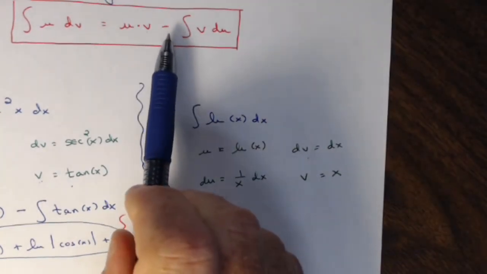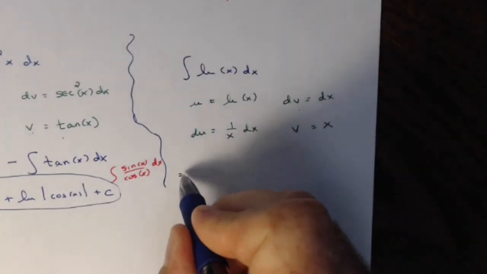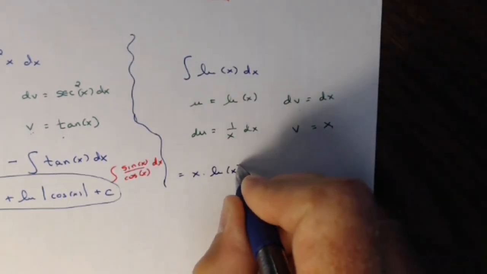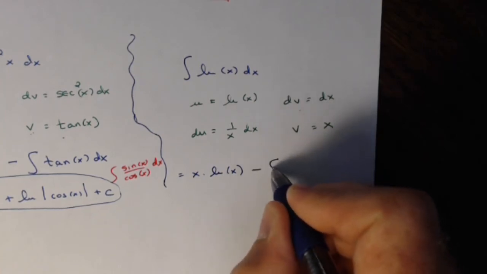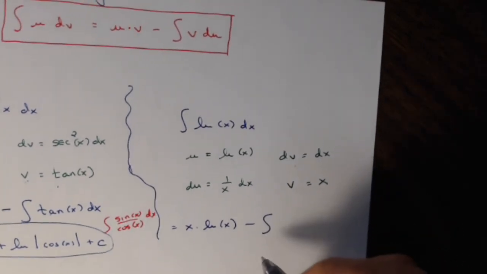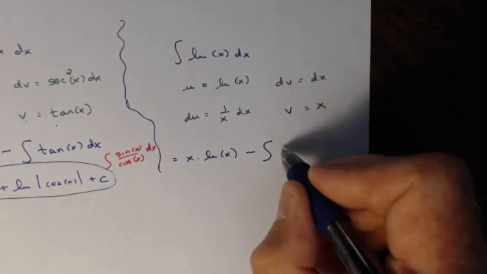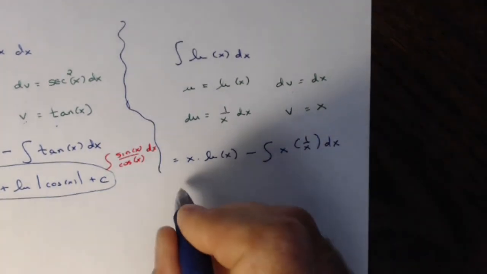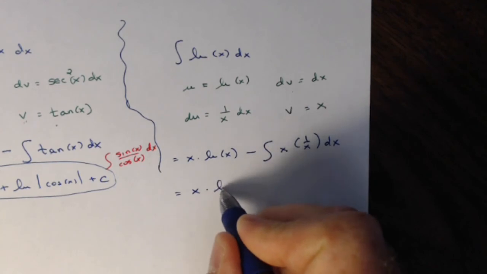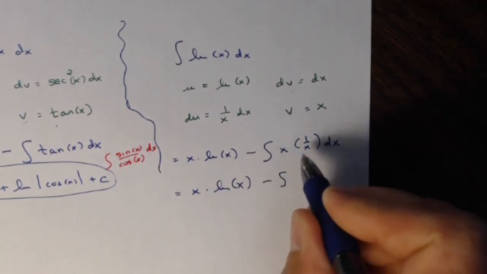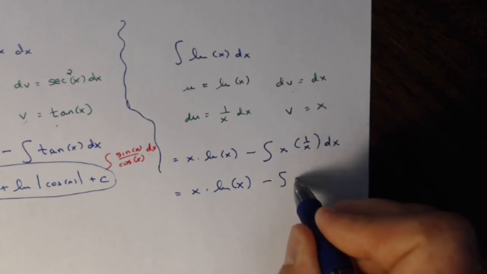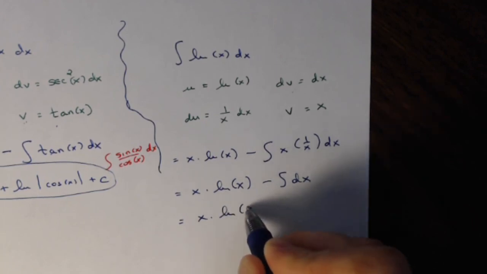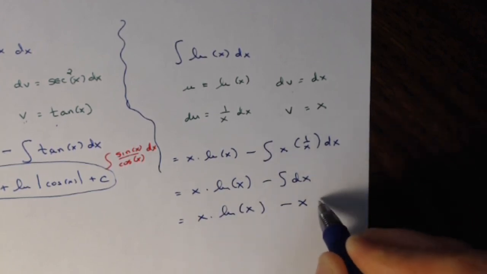What is it? It's u times v, so equals u times v minus the integral of v du. So v du. Let's simplify that a little bit. So we have x times the natural log of x minus the integral. Simplify, that's 1. Final answer, plus c.